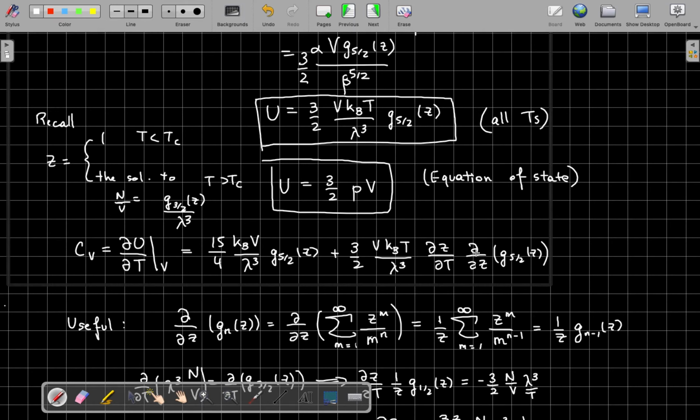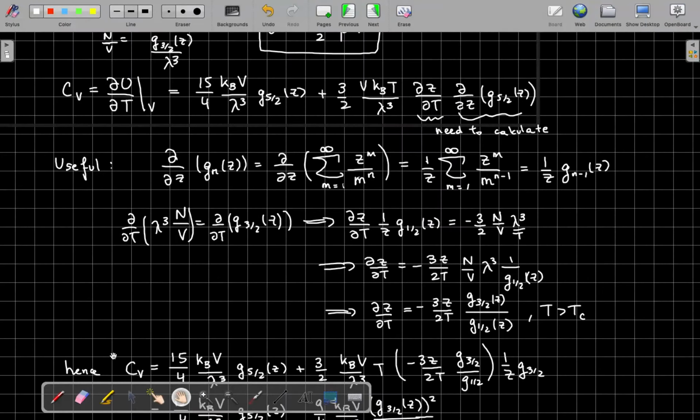Okay? So our goal right now is to calculate these two partial derivatives. This and this need to be calculated. Okay, and luckily enough, they can be calculated exactly. The second one is very easy to see. Let's consider the general case of Gn of Z, right? We can write it as this sum right here. This is the sum representation.